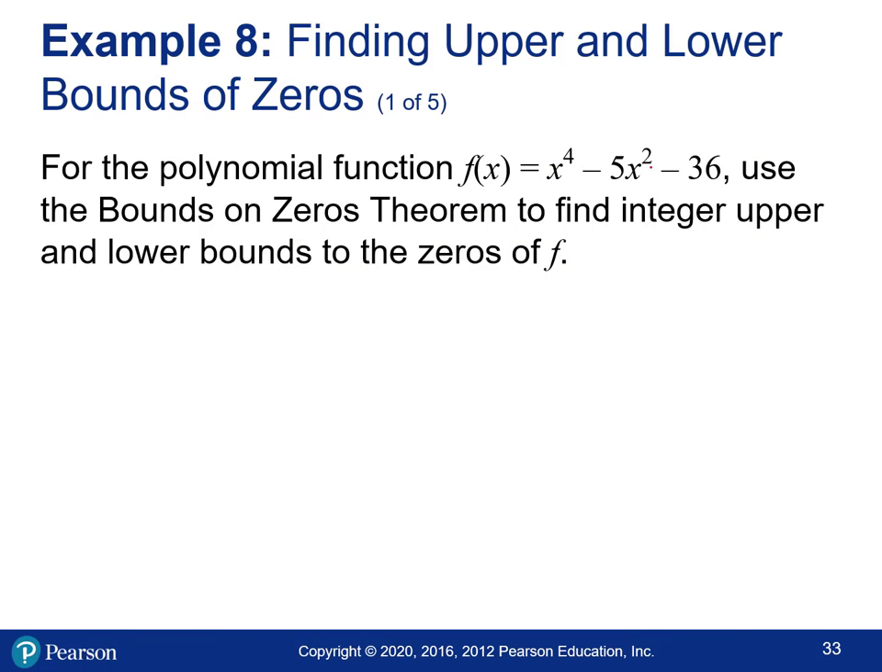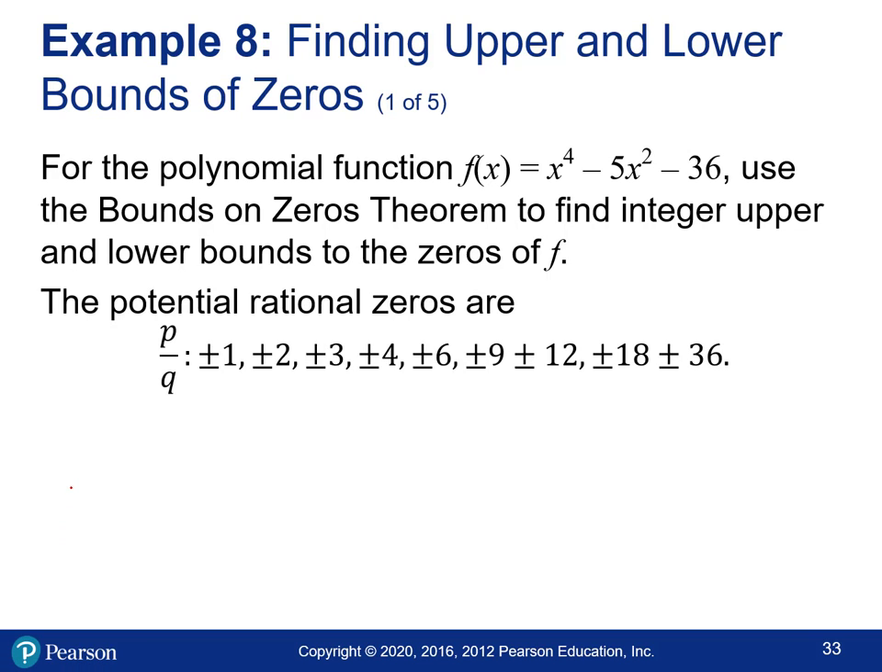For this polynomial function, let's use the theorem we just learned about to find an upper and lower bound to our zeros. Here is our list of possible rational zeros, and a quick reminder, because we've done this in the previous videos: to find this list you take the factors of the constant term, in this case negative 36 from right here, and you divide those by the factors of the leading coefficient. In this polynomial, that is an invisible 1 right here. So that's how you find this list.